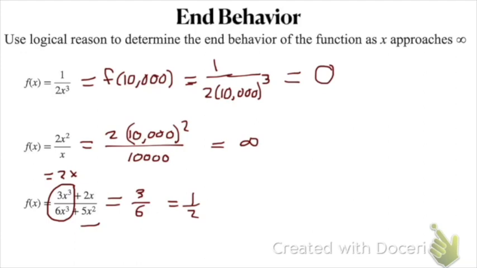Is the numerator growing faster than the denominator? Then we're going to infinity. Is the denominator growing faster than the numerator? Then we're going to 0. Are they growing at about the same pace? Then we're going to take the coefficients of the powers that are the same in the numerator and denominator.